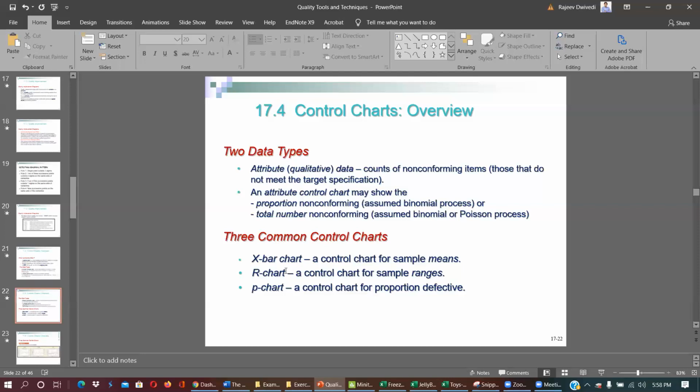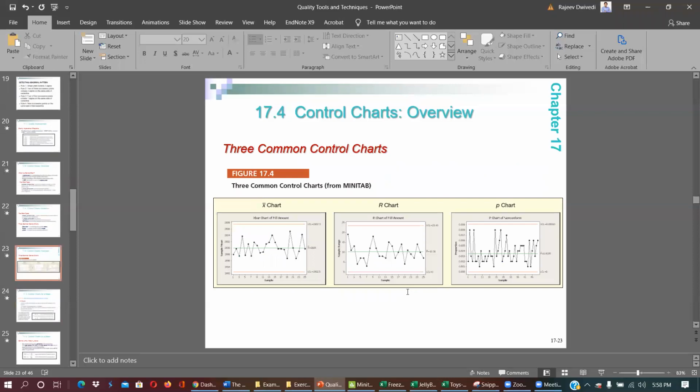One is X chart, R chart, and P chart, and it is very easy to understand which chart has to be applied. X chart is the mean chart, R chart is the range chart, and P chart is the proportion chart. So these are mean, range, and proportion. Now let me go over the Minitab.